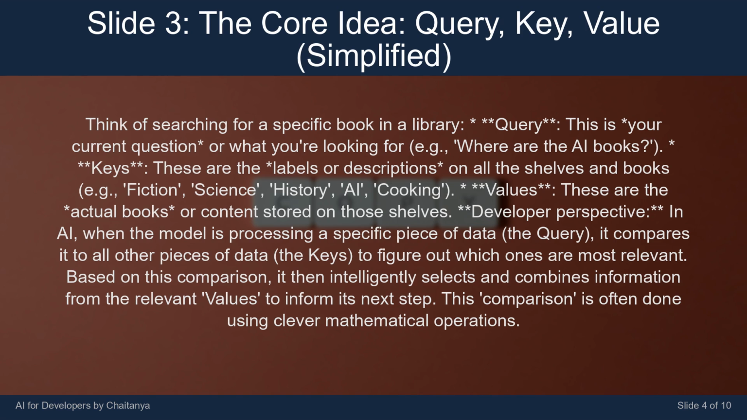Developer perspective. In AI, when the model is processing a specific piece of data, the query, it compares it to all other pieces of data, the keys, to figure out which ones are most relevant. Based on this comparison, it then intelligently selects and combines information from the relevant values to inform its next step. This comparison is often done using clever mathematical operations.